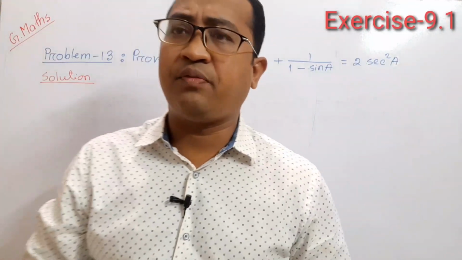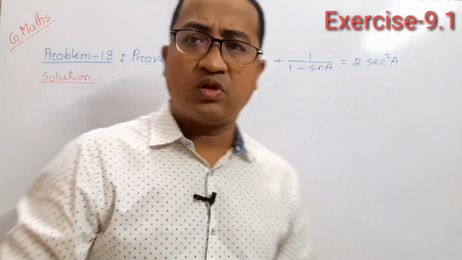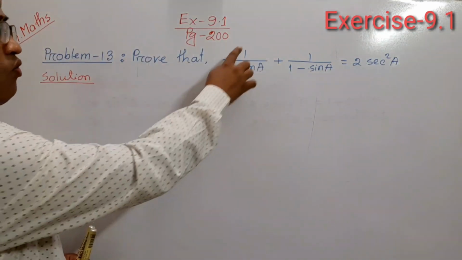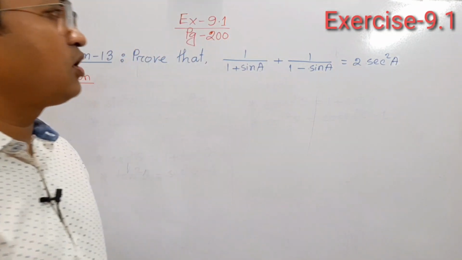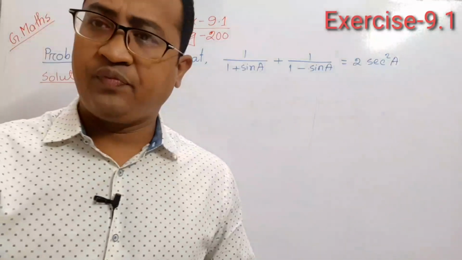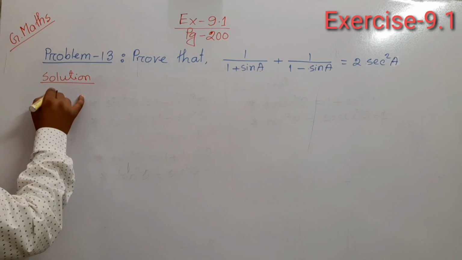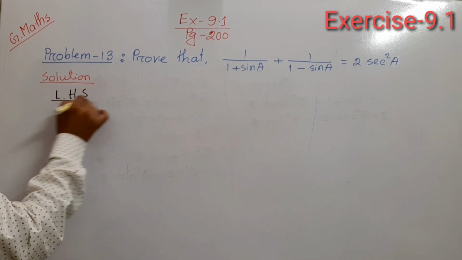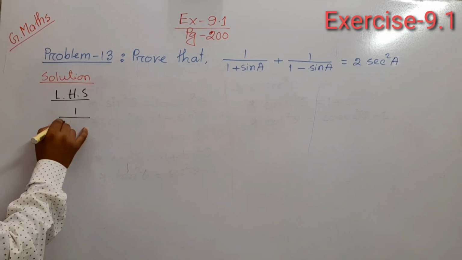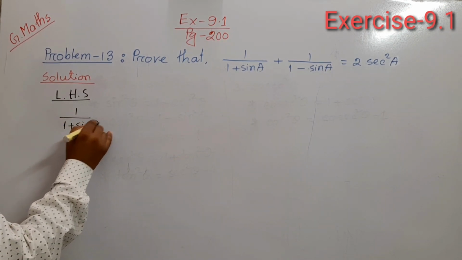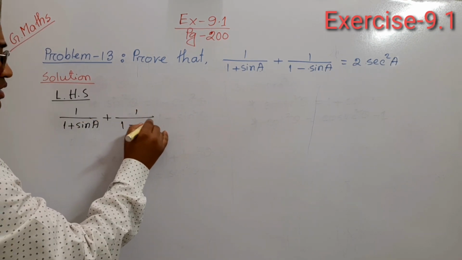Now let's solve some word problems. At first we want to solve problem number 13, that is: prove that 1 by 1 plus sin a plus 1 by 1 minus sin a equal to 2 sec square a. So we will start from the left hand side, that is 1 by 1 plus sin a plus 1 by 1 minus sin a.